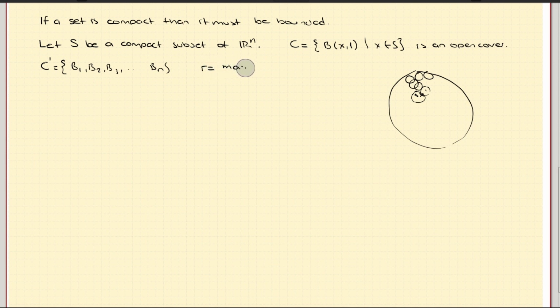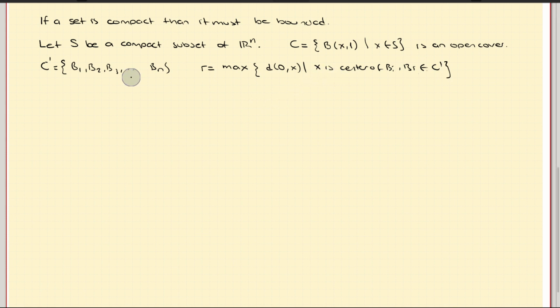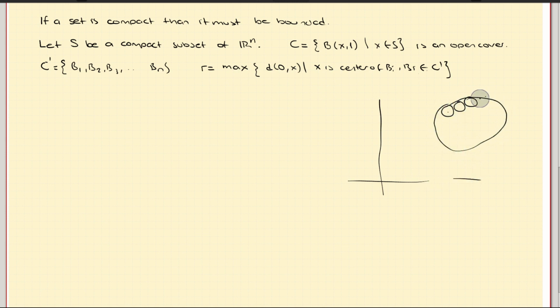Let's call R the maximum of this set, the distance between 0 and x, where x is the center of B_i, where B_i is a member of C prime. So what I mean here is, we take every ball from this finite set and take the distance from each ball center to 0, list all of these distances, and take the maximum of it. Let's say we have S here, and we have balls around each point, and we may take the distances between the centers, and take the maximum one, from 0 to the center of B.